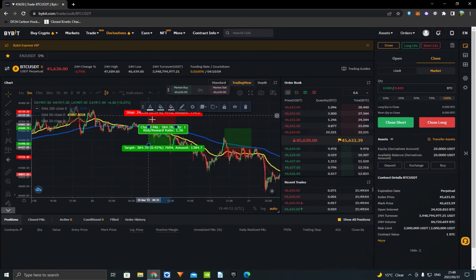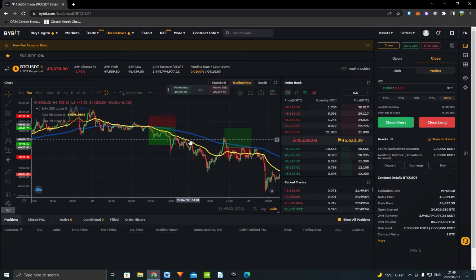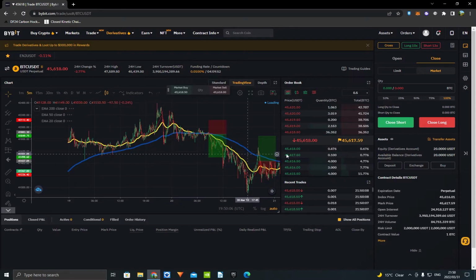This chart's looking so weird. I don't know what's going on this way. So this would have been a winning trade easily, as you can see, because we got our take profit before we hit the stop loss. So yeah, this would have been an easy win trade. Now let's look for another entry.